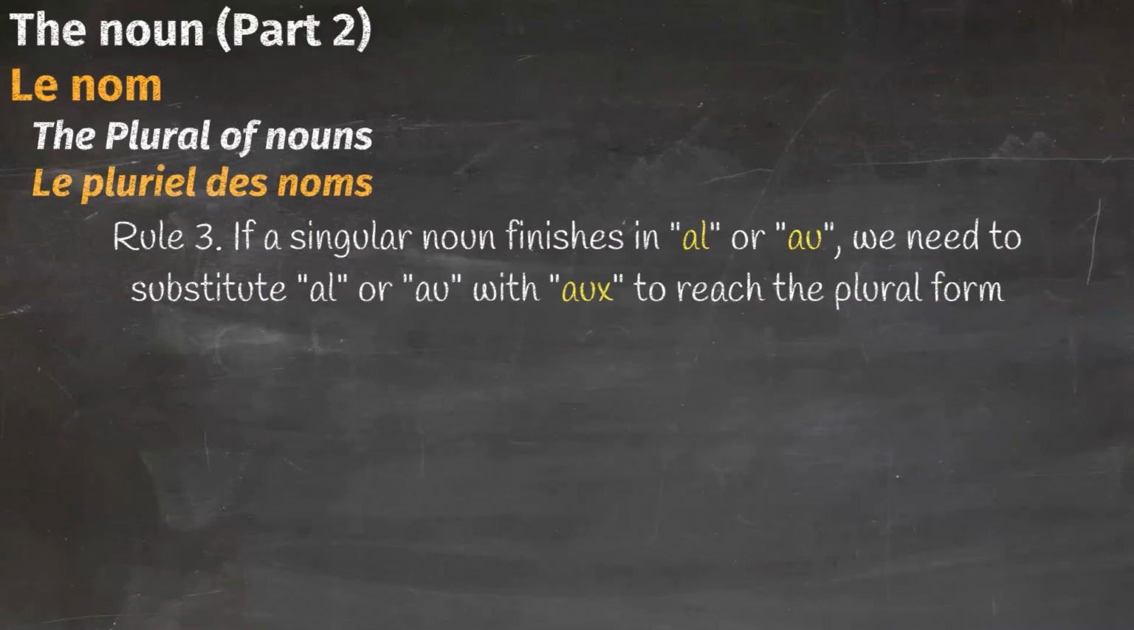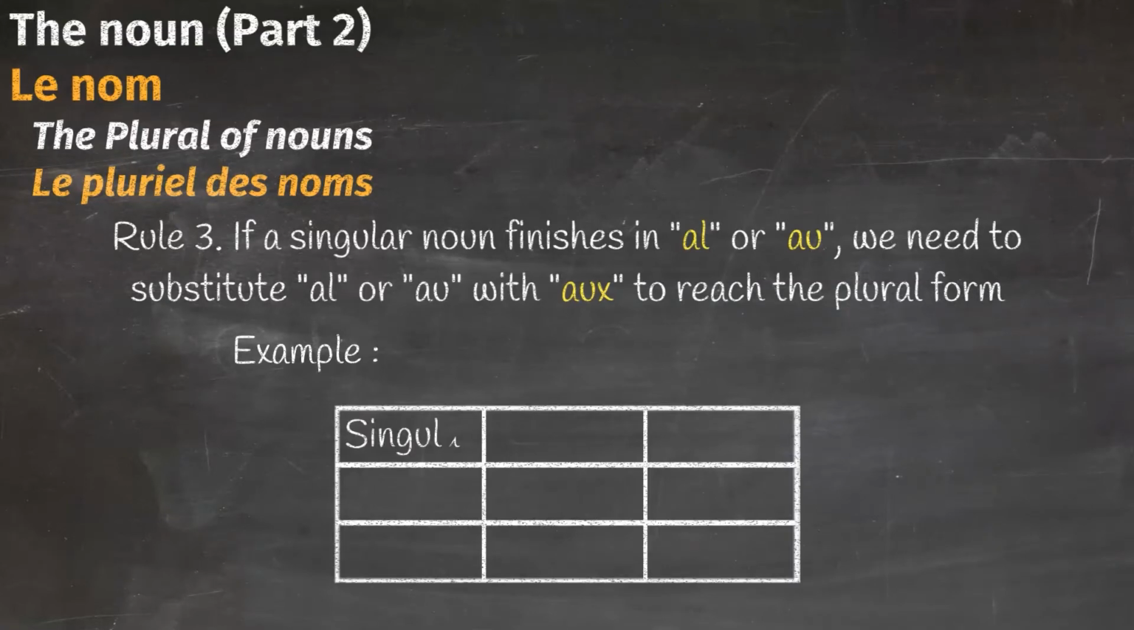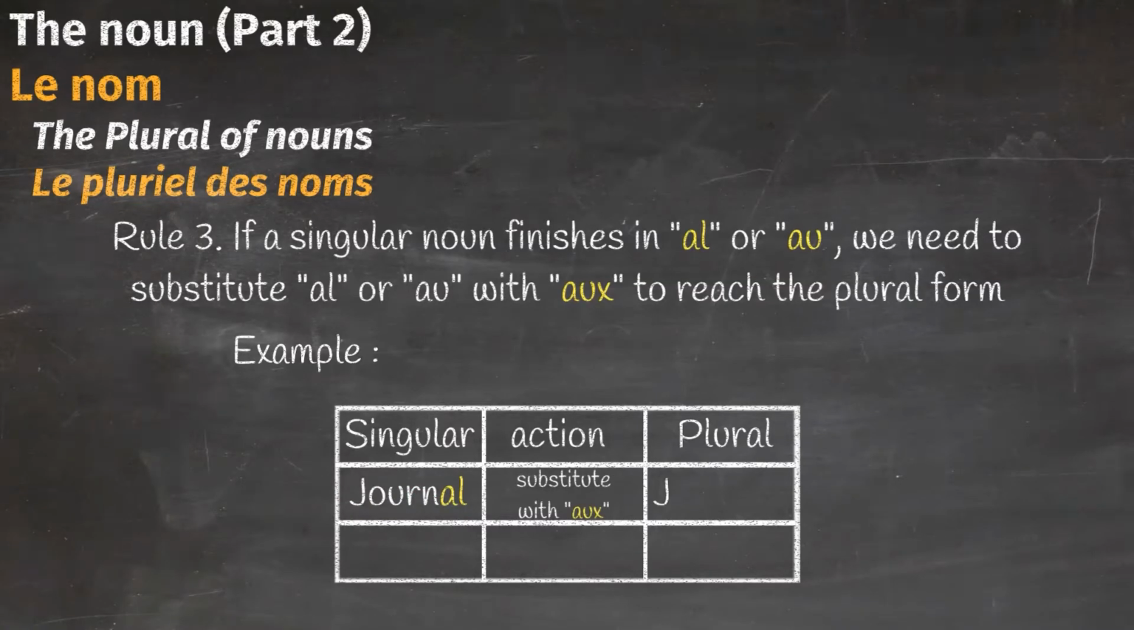Rule number 3. If a singular noun finishes in AL or AU, we need to substitute AL or AU with AUX to reach the plural form. Now let's check a few examples together. Journal, journaux, gâteau, gâteaux.